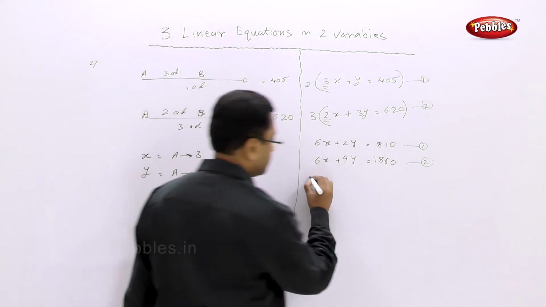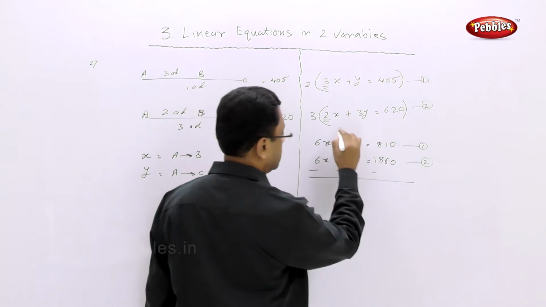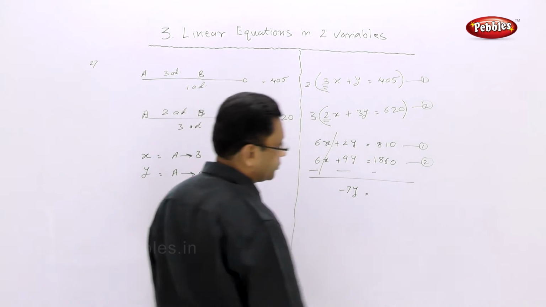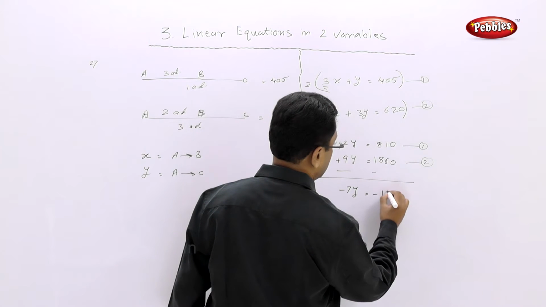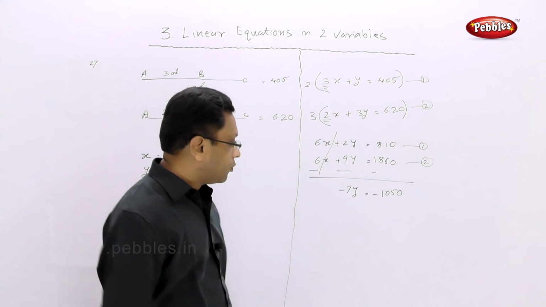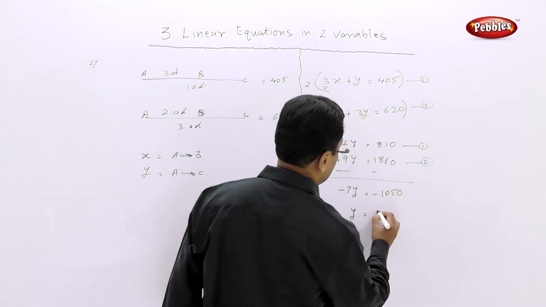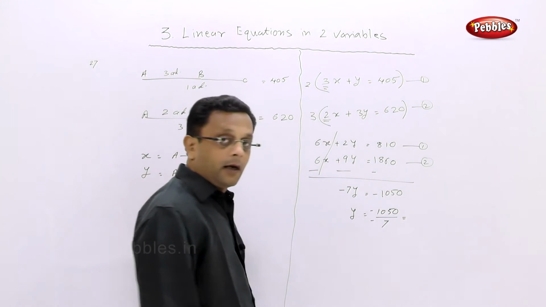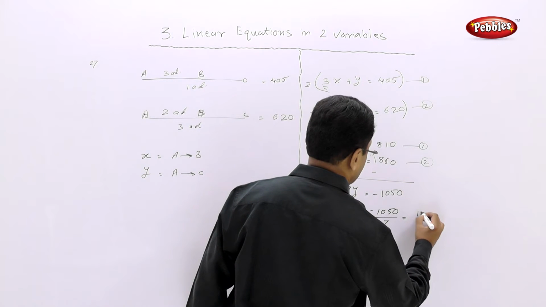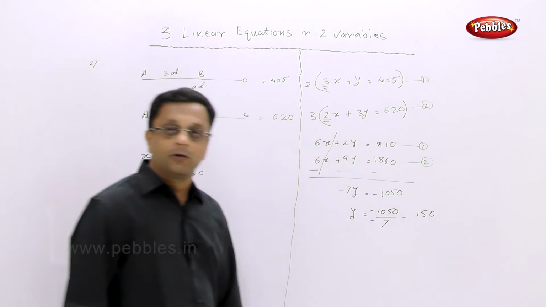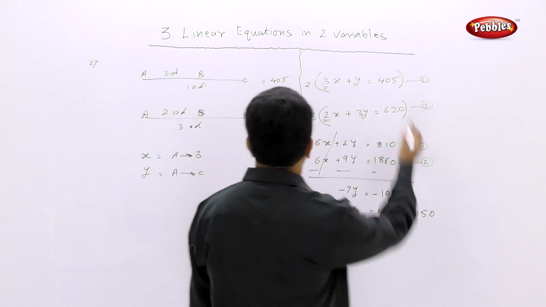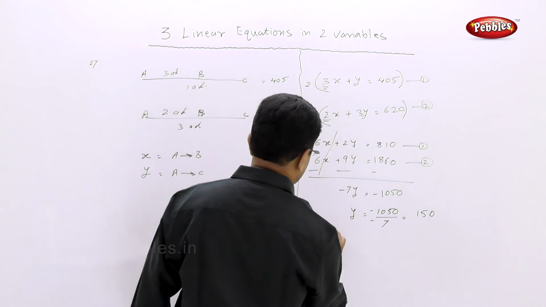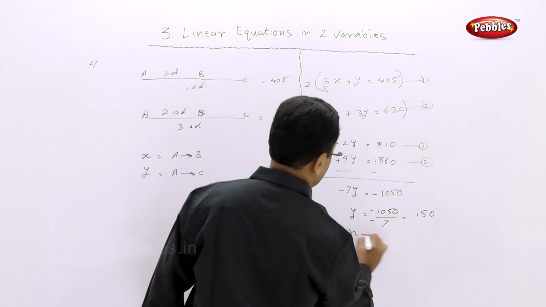Now I can subtract. Minus, minus and minus. This will cut down. This I got minus 7y is equal to minus 1050. So we get y is equal to 1050 upon 7. Both negative signs will get cancelled and the answer will be 150. y is equal to 150. Now you can substitute this value in any of these equations. Let me substitute here, substituting in equation 1.